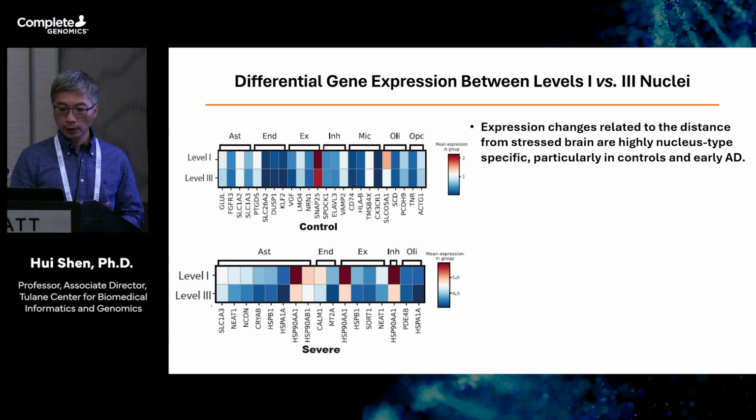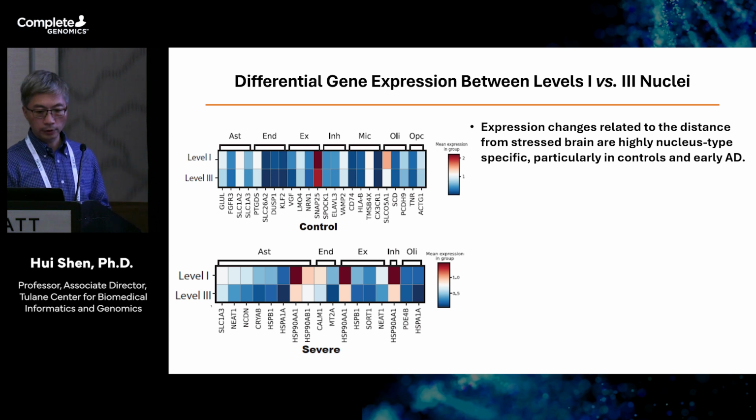So the first analysis we did is the differential gene expression analysis. If you look at the control here in the top panel, it shows level 1 versus level 3, and the different colors represent the relative gene expression level, with the red color representing higher expression. So we can see here in the control group, the differentially expressed genes are largely nucleus type specific, meaning that the differential genes are largely different between different nucleus types.